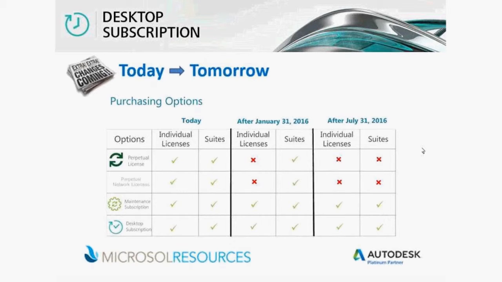Network options for non-suite Autodesk software will go away. The options for Autodesk non-suite software will be Desktop Subscription, and that will include what Autodesk will introduce, which I'll talk about in the next slide, Network Subscription. So what I'm saying is that after January 31st, 2016, if you want to purchase a product like Autodesk AutoCAD or Autodesk Revit Architecture, that product will be purchased as a Desktop Subscription. You will have the ability to network that software so that it can run with your existing network license if needed.